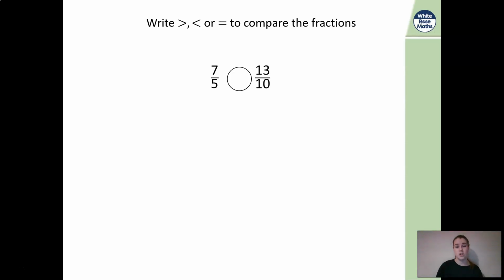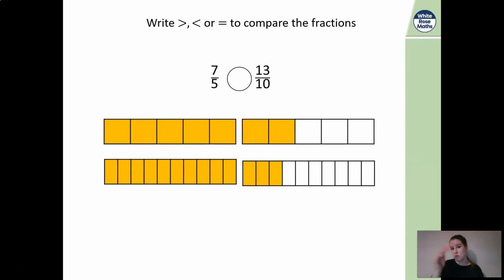Okay, so I might have to change the denominator. So you have to think, well, how do I get from 5 to 10? And then what do we then need to do to the numerator? So let's have a look at them. Here we've got our 7/5, and here we've got 13 lots of 10. I can clearly see here that my 7/5 is bigger, because these portions here are bigger than my tenths are.